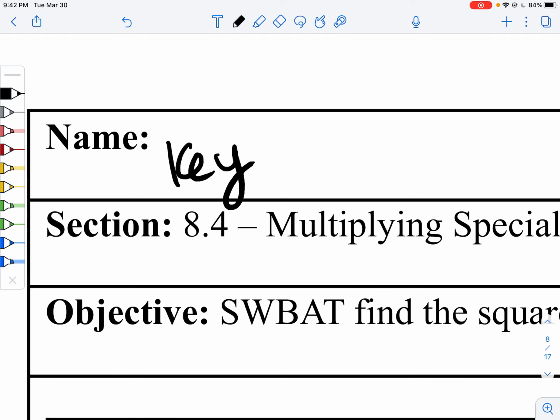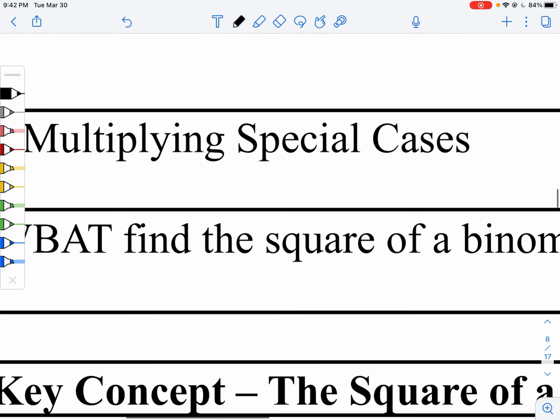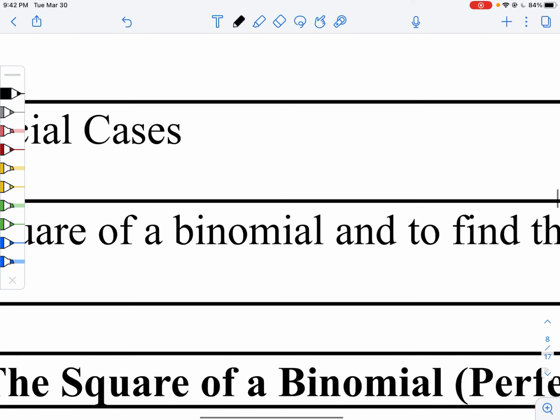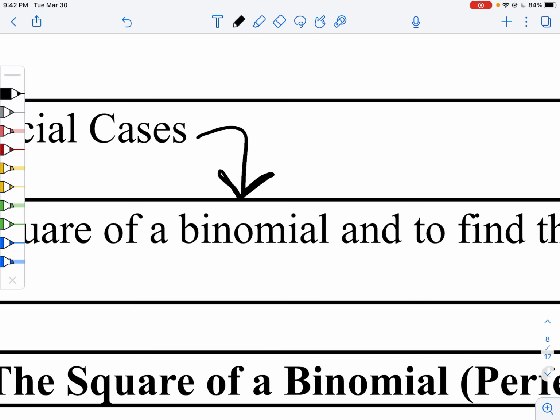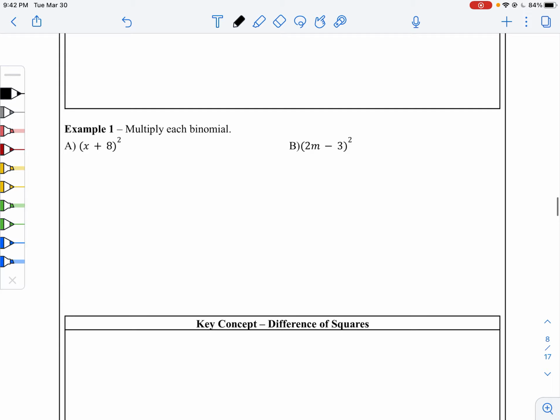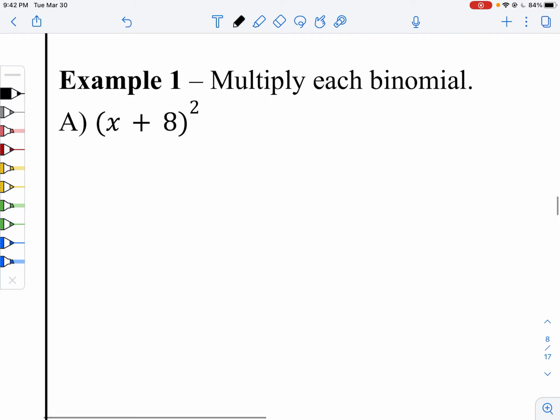Hey guys, welcome to your Chapter 8 Lesson 4 notes on multiplying special cases of binomials. We're going to jump in and get started right away. In fact, let's get started with our example.